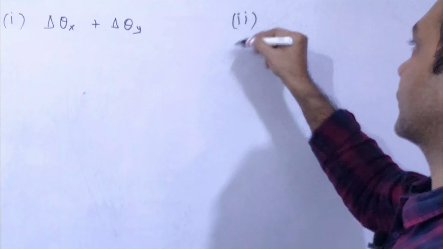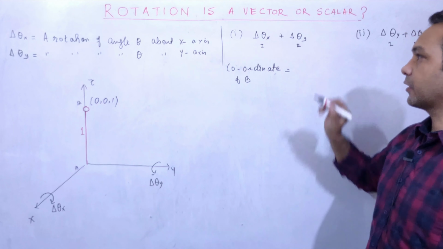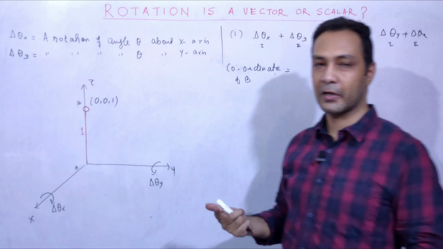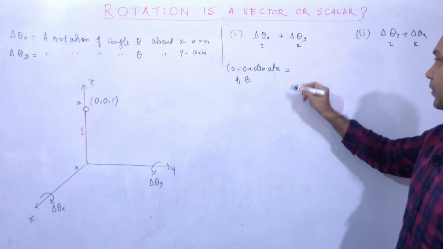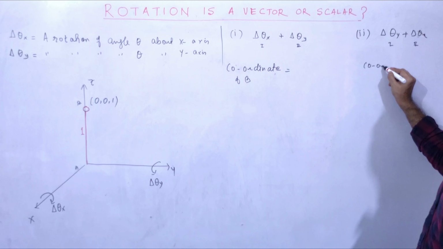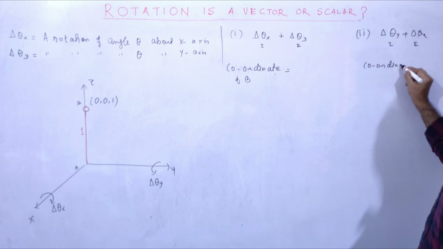A will remain at the origin. I am going to find the coordinates of B after these two rotations in case 1 and case 2. What will be the coordinates of B here, and what will be the coordinates of B there? If they are the same, we will say that rotation, finite or whatever, is a vector; otherwise it is not a vector. So this we are going to find here, and the coordinates of B in this case we are going to find.